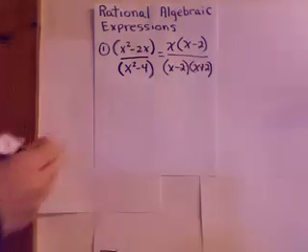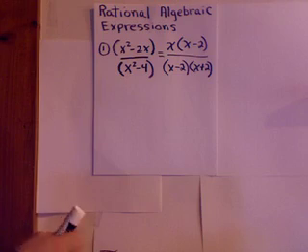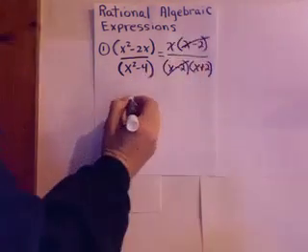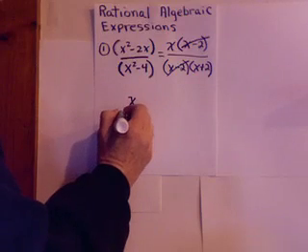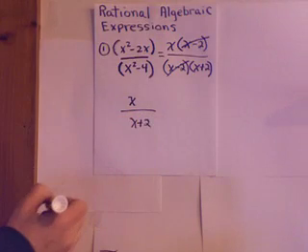Now that the fraction is factored, you can reduce if you see some common factors. You see anything? Oh, I do. How about this with this? Final answer, x over x plus 2.